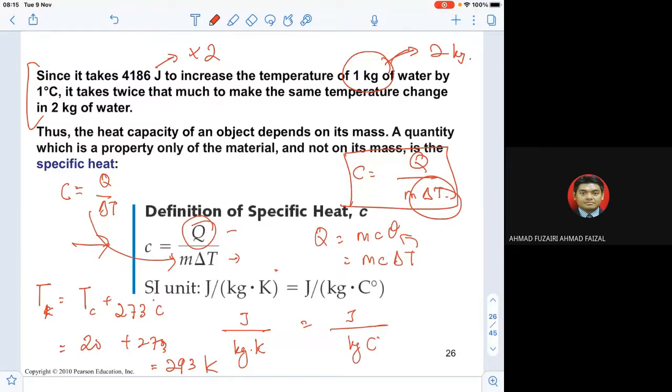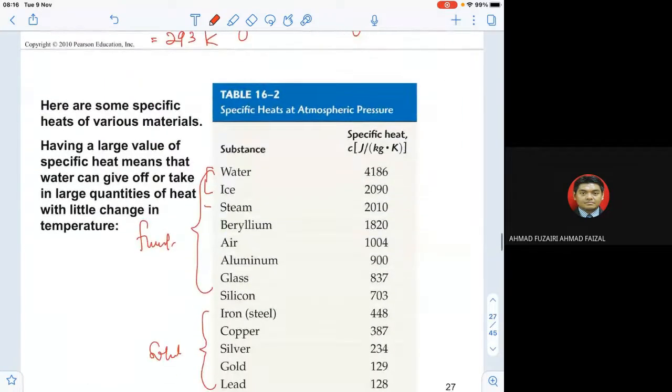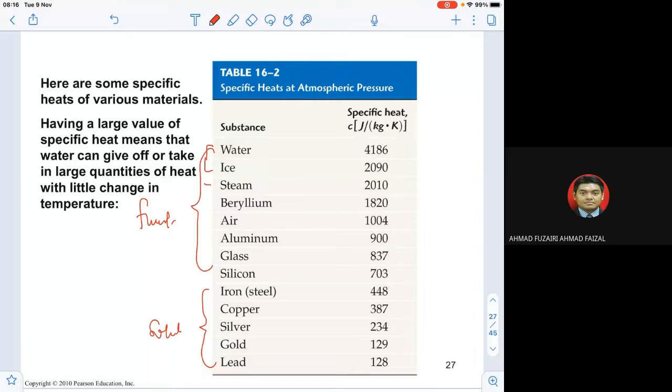So for the delta here, don't bother about Kelvin or Celsius. You just need to look at the given appendix. In the appendix, if it gives you J per kg K, you can put delta K, or if it gives J per kg C, you can put delta C. Don't bother much. These are examples of the specific heat at atmospheric pressure.